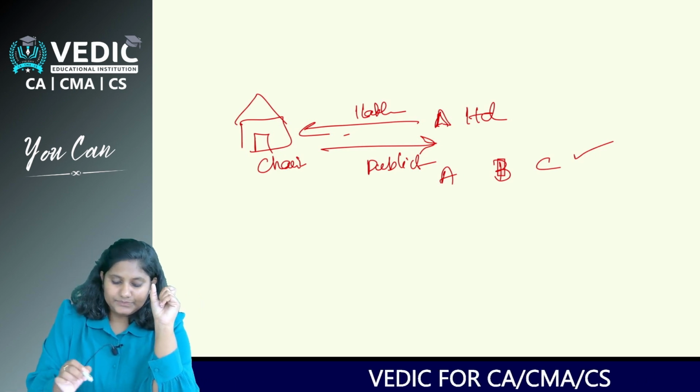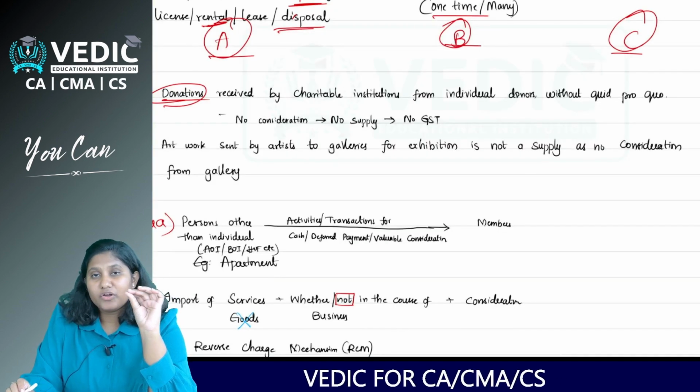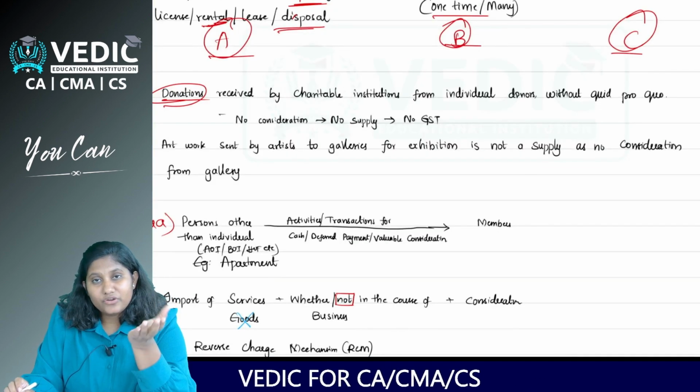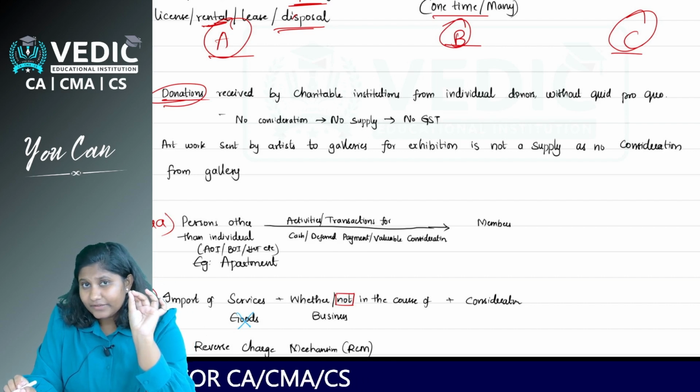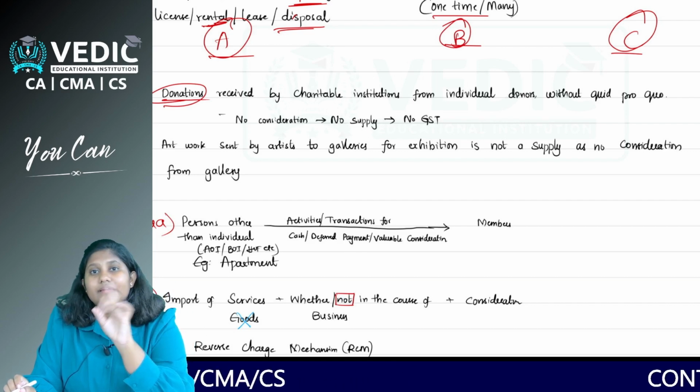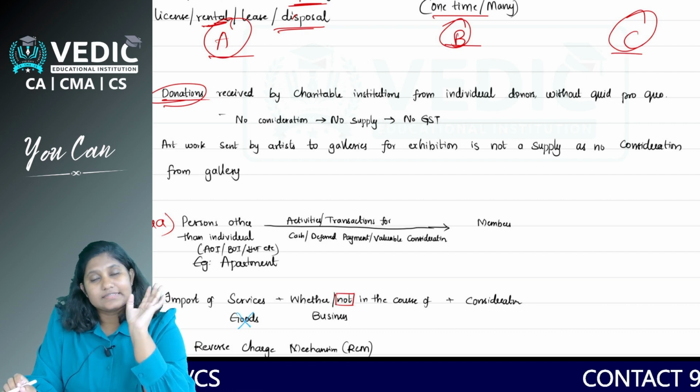See, it's very clear. If you're giving donations and you're not getting anything in return, it is not a supply. But if you're getting something in return, like publicity or marketing, then it is considered a supply.